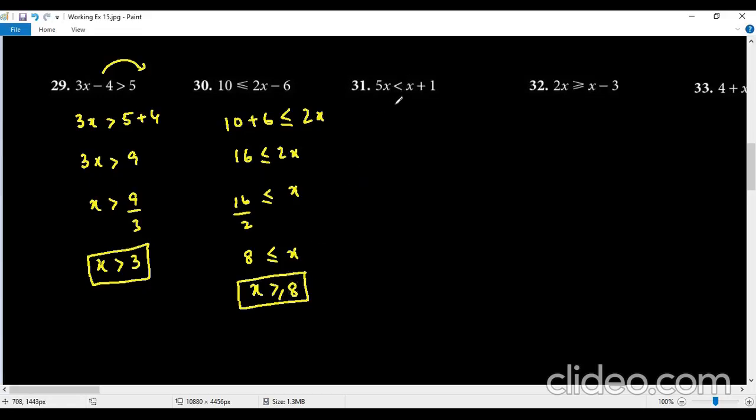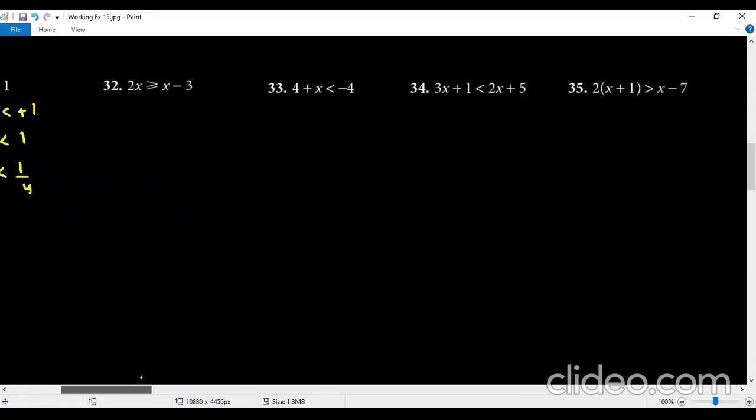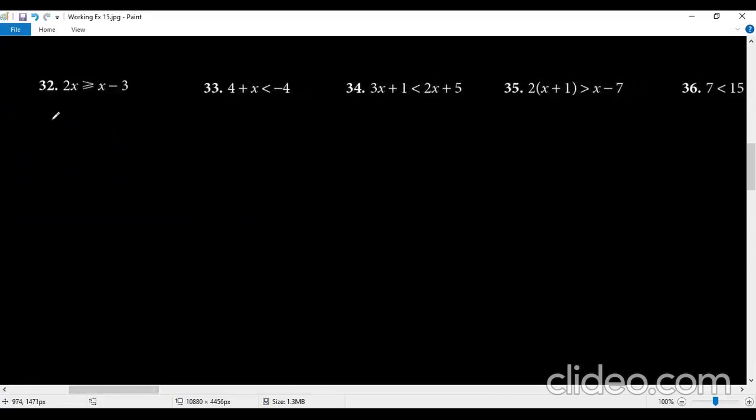Now 5x minus x less than plus 1, that means 4x is less than 1, that means x is less than 1 over 4. This is going to be your answer. When it comes to the next question, which is question number 32. 2x minus x greater than or equal to negative 3. That means x is greater than or equal to negative 3.